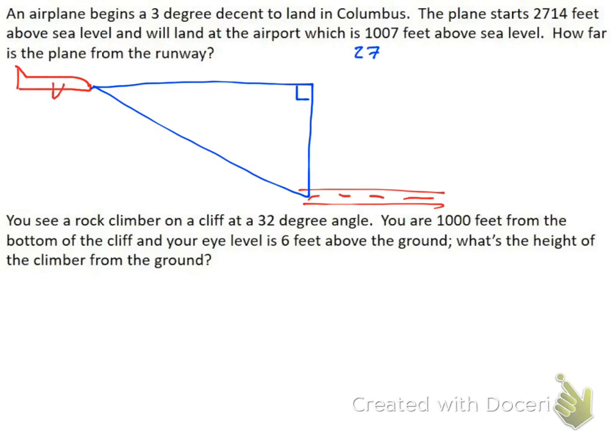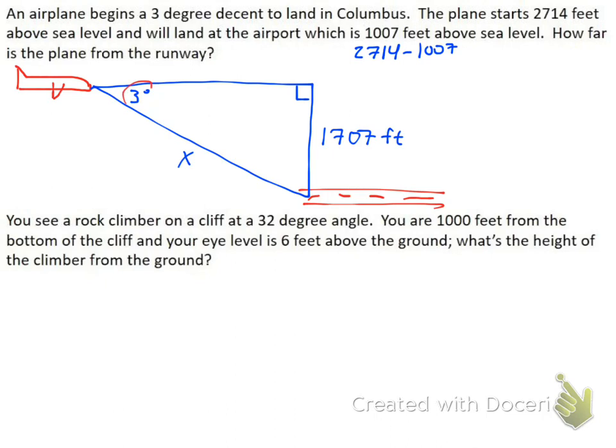So I just do 2,714 minus 1,007. And I get that my altitude is going to be 1,707 feet. That's the change, that vertical change from the height of the plane to the runway. I want to see the 3-degree descent. So again, 3 degrees is right here. And so I want to find out how far the plane is from the runway.